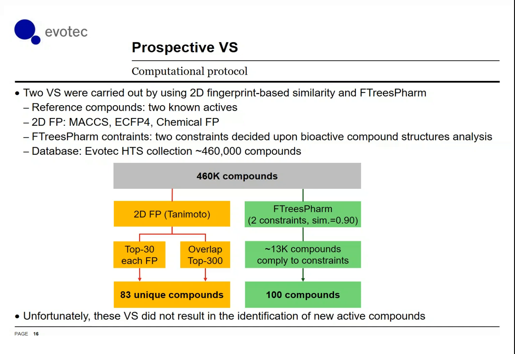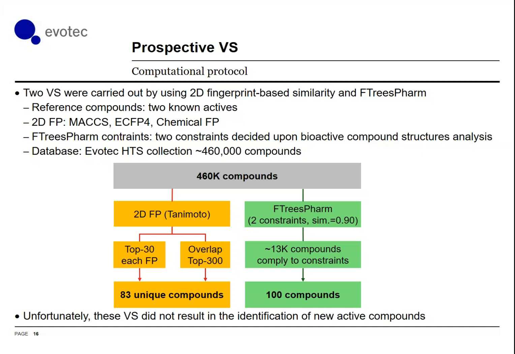I have chosen two constraints that basically were chosen again because a 3D structure was available for these compounds, and also several reactive compounds, so that we could make up our mind about which substructure may be more important for activity on this target. So I have chosen these two substructures and set a constraint of similarity of 0.9.